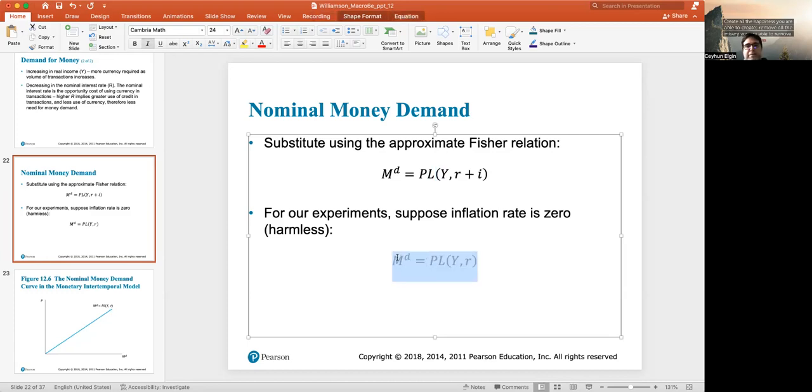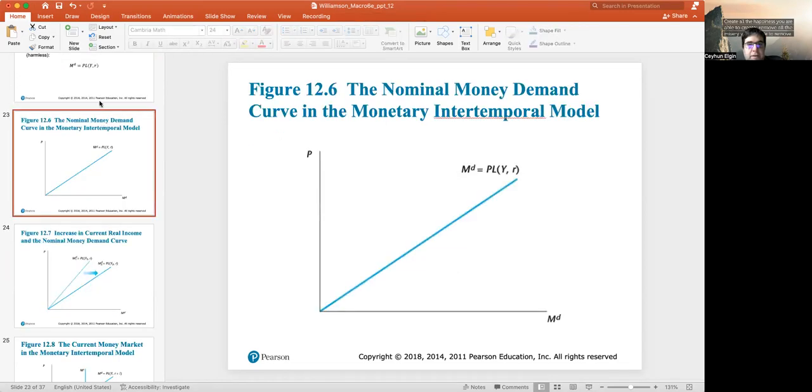Therefore, we are going to simply assume that money demand is a function of three things: P, price level; Y, income; R, real interest rate. And again, it depends positively on P, positively on Y, negatively on R. So when we illustrate the money demand function, money demand curve, it's a line here, but actually it's a curve. It looks like this. If we put money demand on the x-axis and the price level on the y-axis, it's a positive function. Okay?